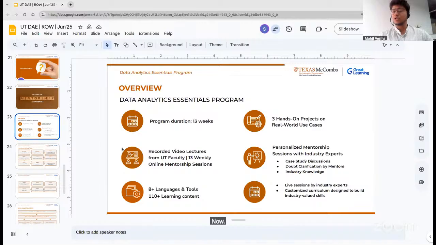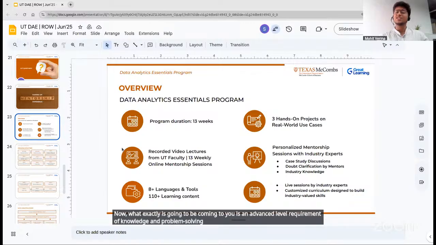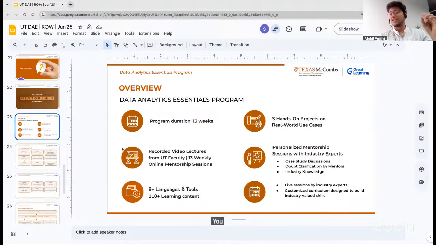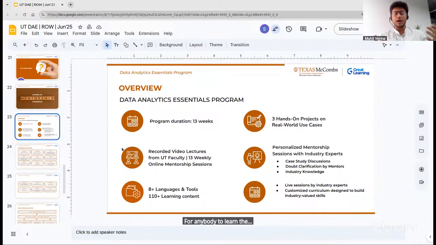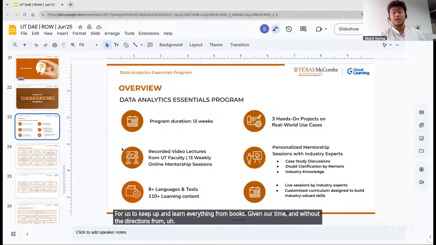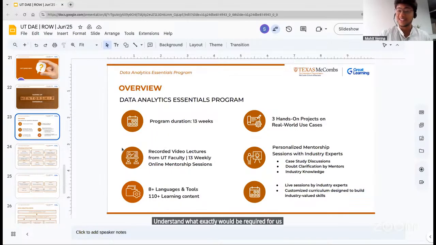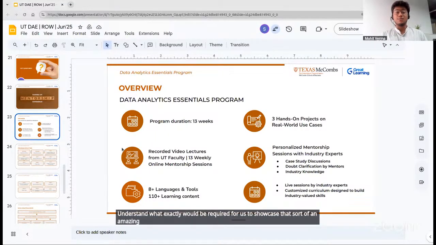Now, what is going to be coming to you is an advanced level requirement of knowledge and problem solving capabilities using data analysis. You now have the understanding that you need to have that sort of knowledge. How will you get it? There are, of course, multiple ways for anybody to learn the knowledge in any field. There will be hundreds of books, right? But do you think that as working professionals, it will be easy for us to keep up and learn everything from books given our time and without the directions from experts? Understand what exactly would be required for us to showcase that sort of an amazing knowledge strength of ours to the recruiters, right? So it becomes difficult.